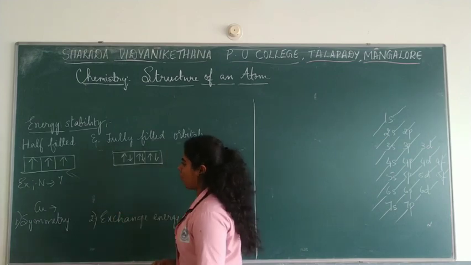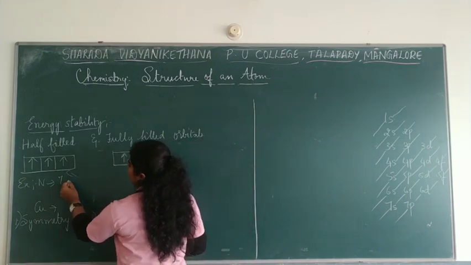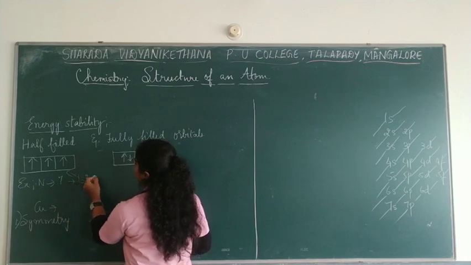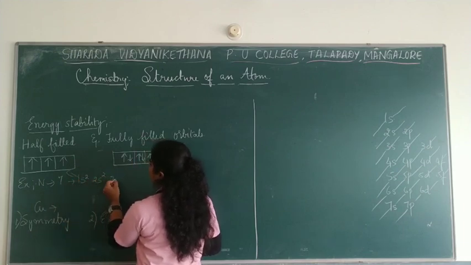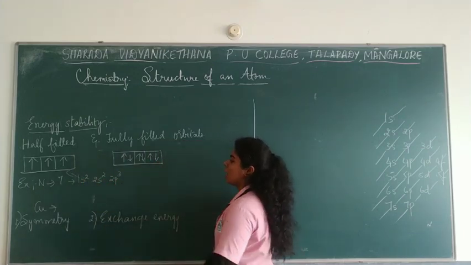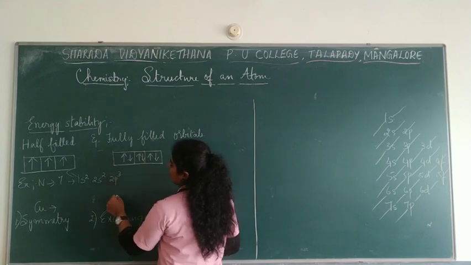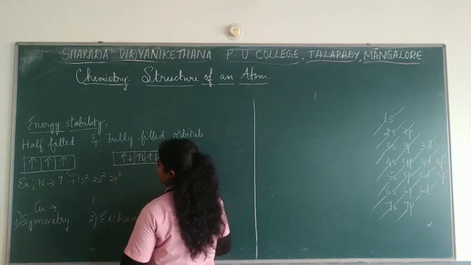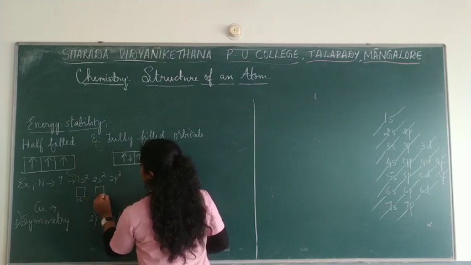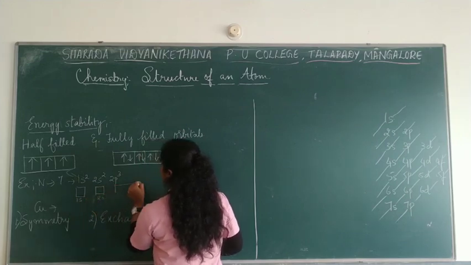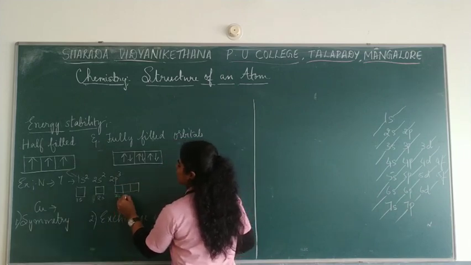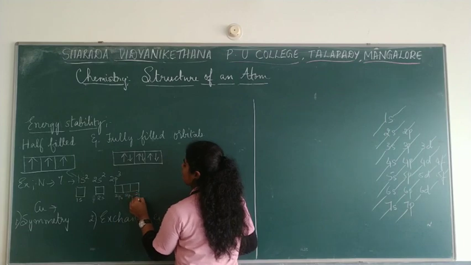Nitrogen, the atomic number is 7, so the electronic configuration can be written as 1s2, 2s2 and 2p3. Correct? 2 plus 2, 4, 4 plus 3, 7. Now, if I have to write the filling of electrons in particular orbitals, this is 1s, then I have 2s, then I have 2p. 2p has 3 orbitals, so this is 2px, 2py and 2pz.